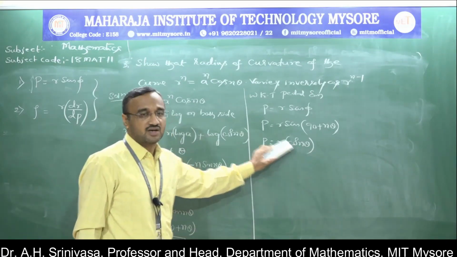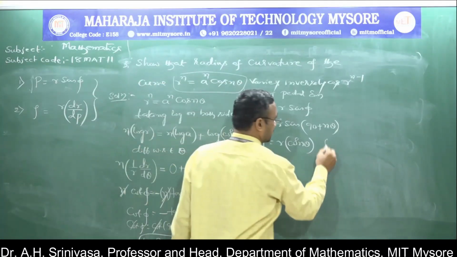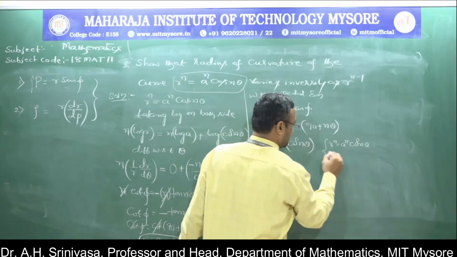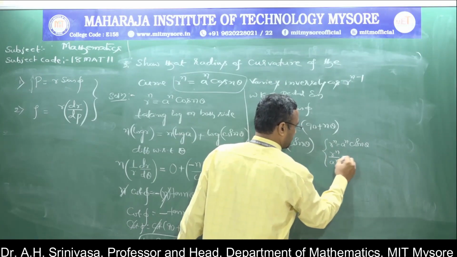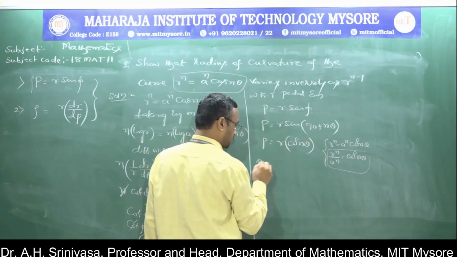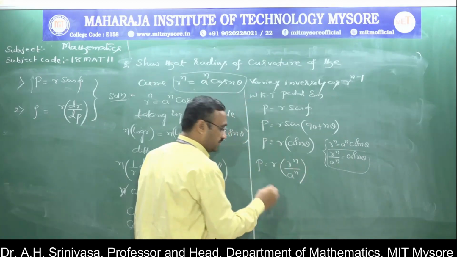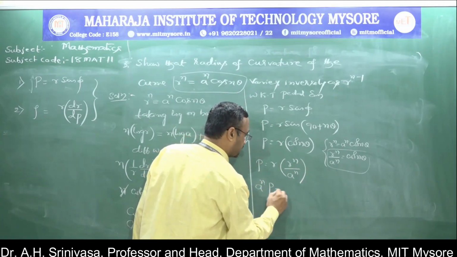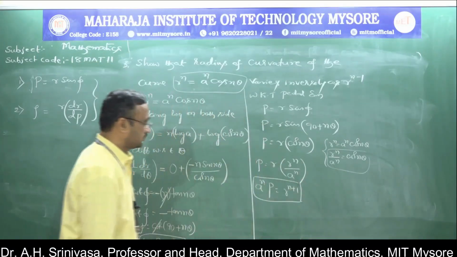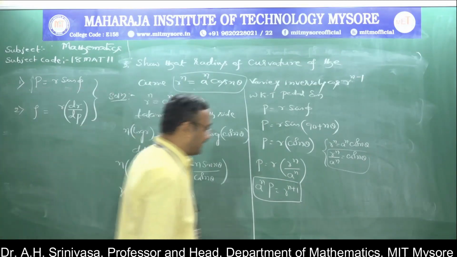For elimination, use the given problem. What they have given, you have to use here now. Now take a substitution for cos nθ. Here r^n = a^n cos nθ, so r^n / a^n = cos nθ. I am going to substitute here: p = r times r^n / a^n. Make a cross multiplication: a^n p = r^(n+1). Now the equation is obtained in the form of a pedal equation.